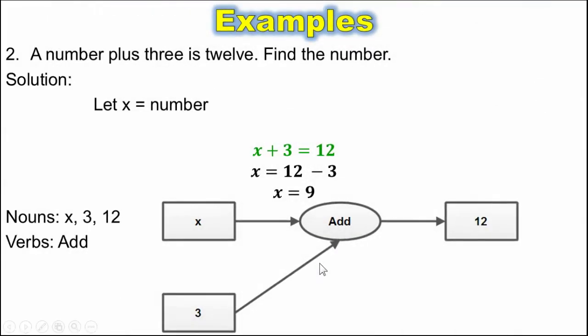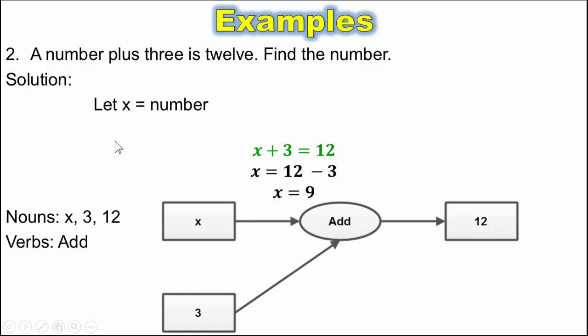Problem number 2. A number plus 3 is 12. Find the number. We solve this problem using algebra. Let the variable x be the number. From the problem statement, a number plus 3 is 12. Therefore, we can write that into an algebraic expression: x plus 3 is equal to 12. This x plus 3 is equal to 12 will be our computational model that will now be converted or transformed into a diagram as we can see here.